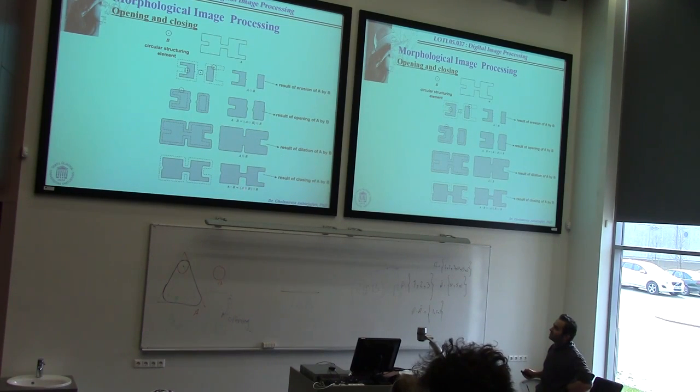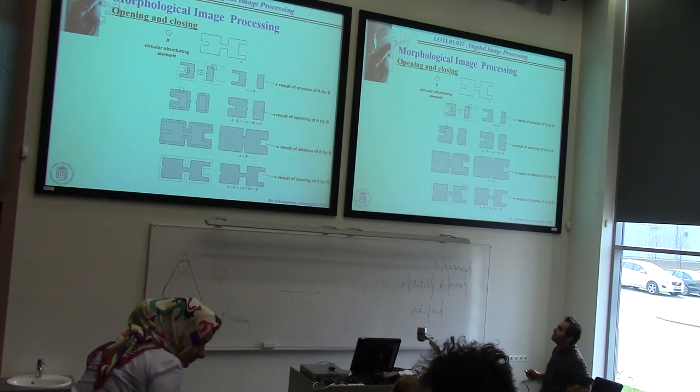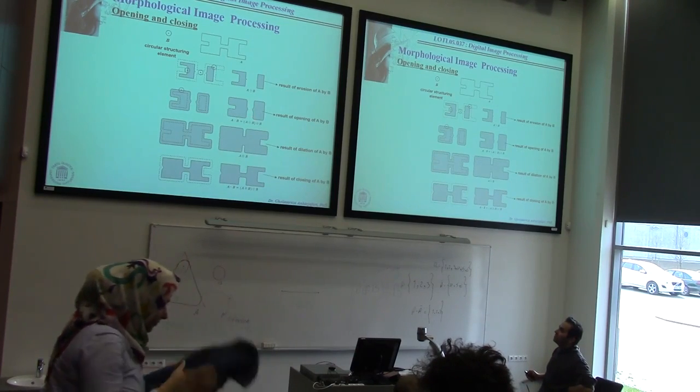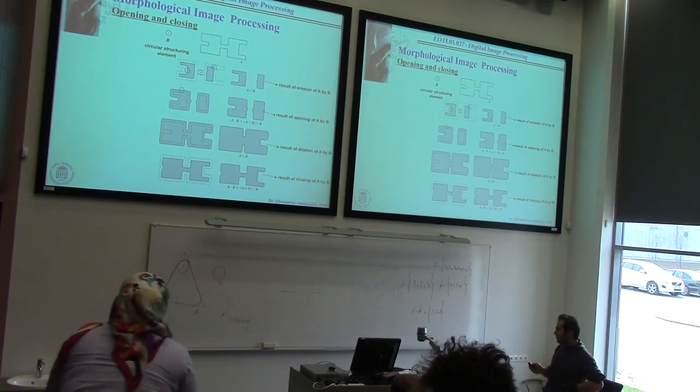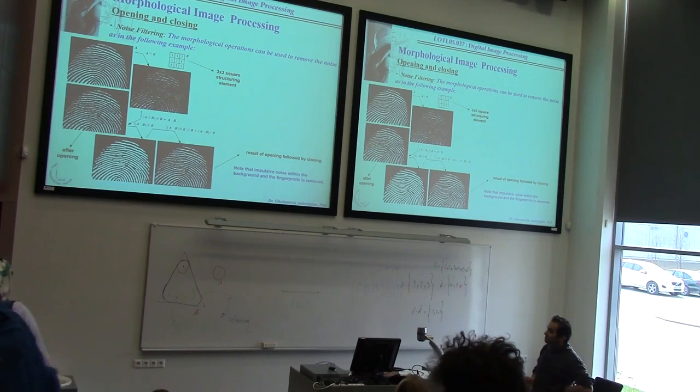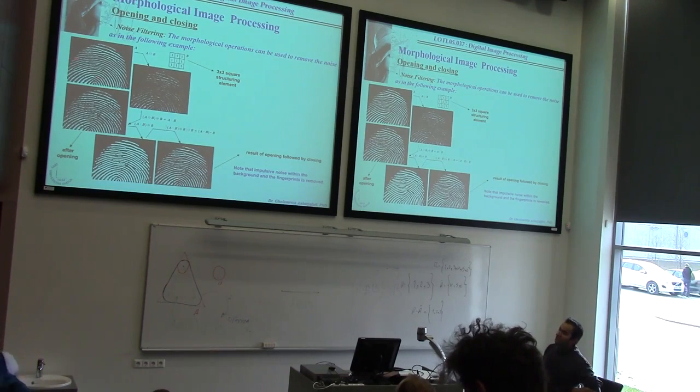When we find the result after the closing, erosion with the result of the dilation, we can find this result, and you can see that the result of the image after the opening operation is totally different from this one because there are some disjoint points here. And also we can use this for fingerprints. It's one of the applications where we can use morphological operations.